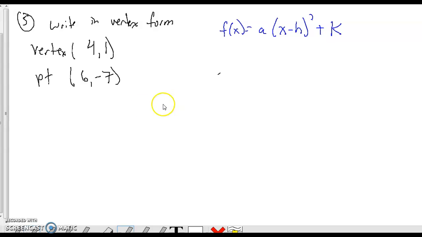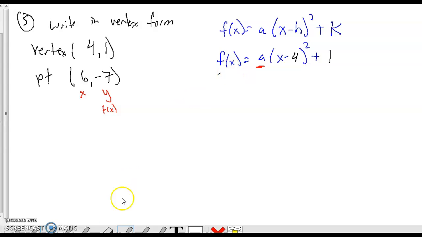So what I do know is this. I do know that I can plug in a 4 right here, still keeping this minus, and then plus, and then a 1. But there is one letter that we need to know, and it's the a. So how do we solve for the a? Well, we're going to use this other point. This other point is really your x and your y, or aka your f(x). So we're going to plug in those other points into where we need them to be.